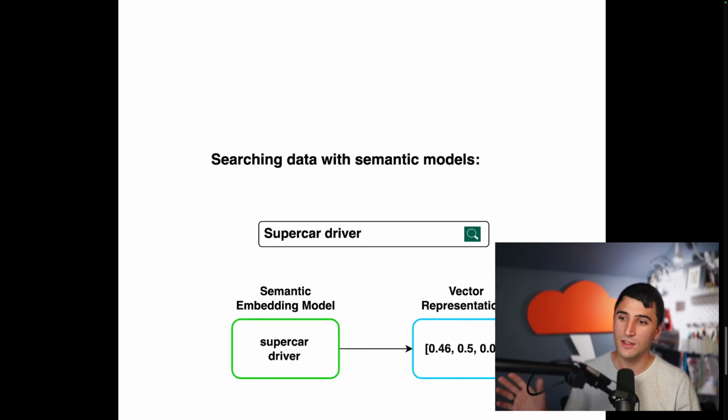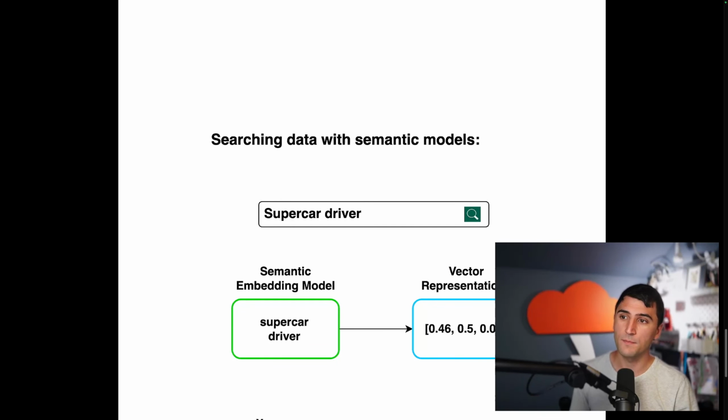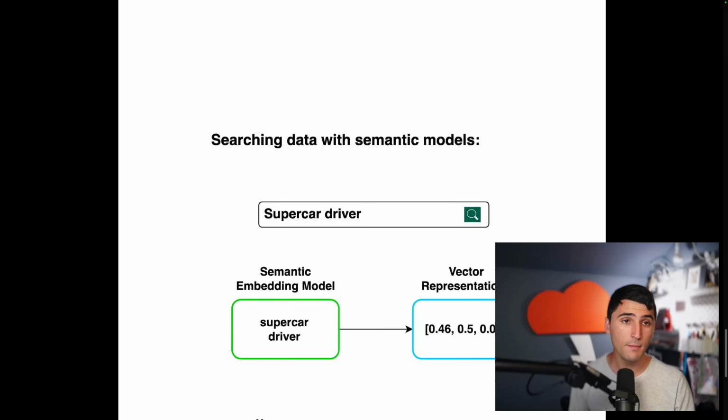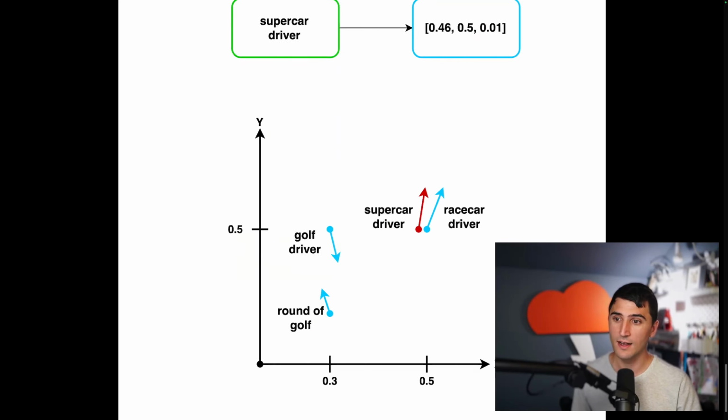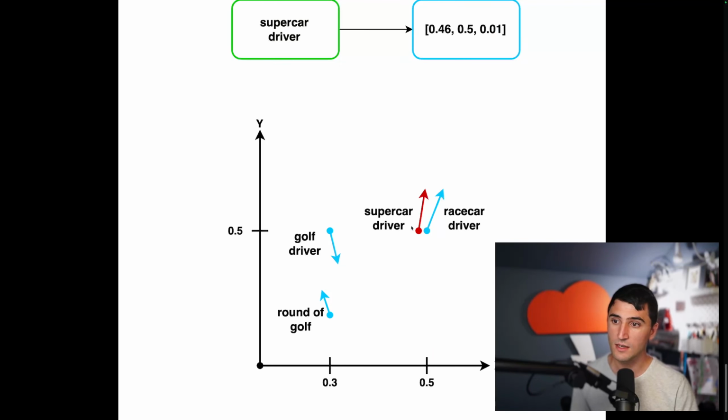So let's go and take a look, and we'll go through that same search we did earlier. Now we have supercar driver. If you want to do a search for supercar driver, the first thing you have to do is, again, using that semantic embedding model, create a vector for that search. That vector here is 0.46, 0.5, 0.01, and then we plot it against all the other documents. Here we can see 0.46 is going to be right here, 0.5 on this dimension, 0.01, maybe it's 0.1, but whatever. We're not going to worry about that too much.